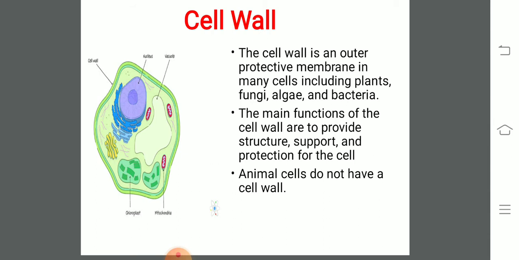What is the function of the cell wall? It is used to support and protect the cell by preventing the entry of excess water into the cell. And remember, animal cells do not have a cell wall; the cell wall is only present in plant cells.